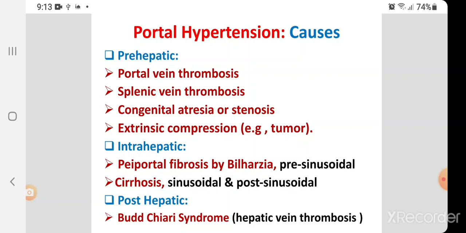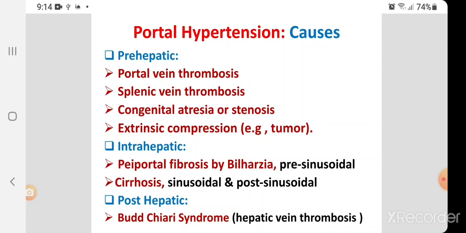The cause of portal hypertension: you have the liver as the center. You have prehepatic, intrahepatic, and posthepatic causes. Portal hypertension is caused by a decrease in flow through the portal system, by narrowing or obstruction of the portal system. This can be caused by so many causes.